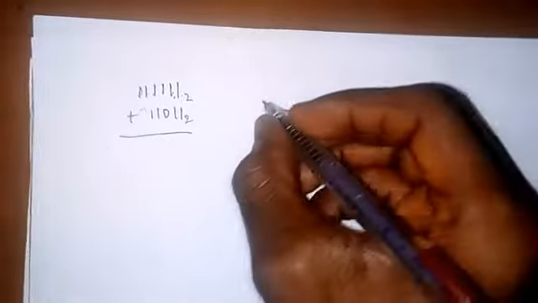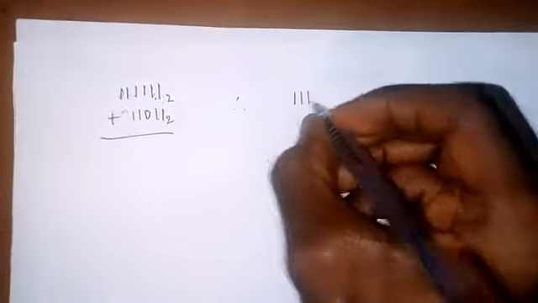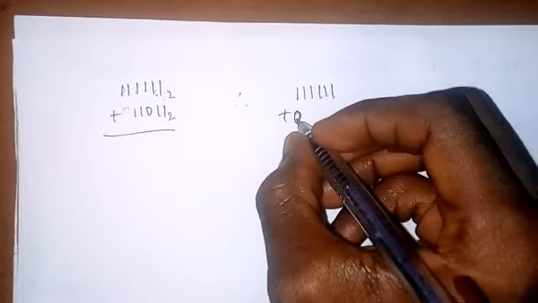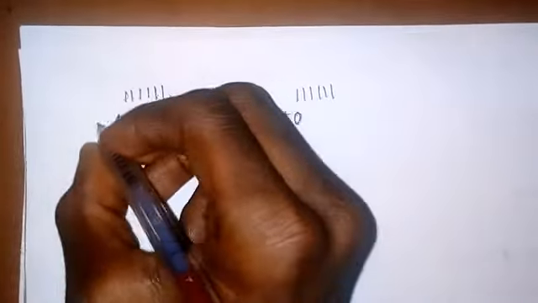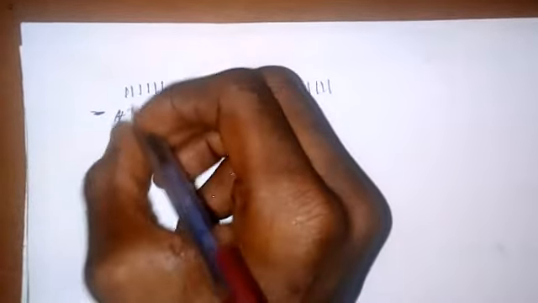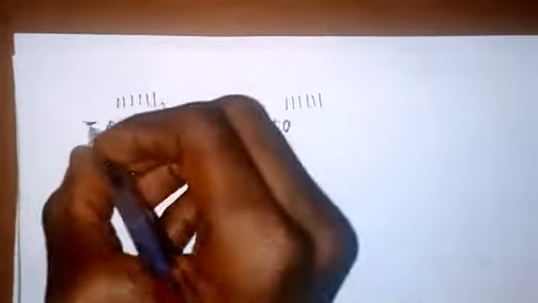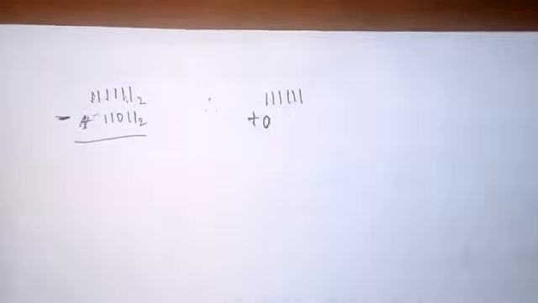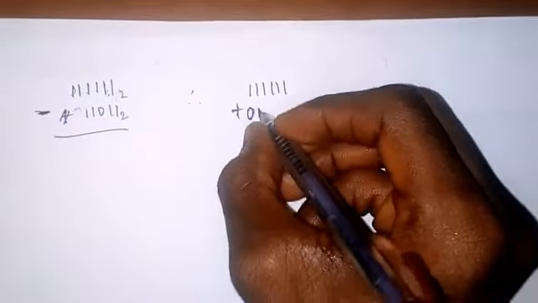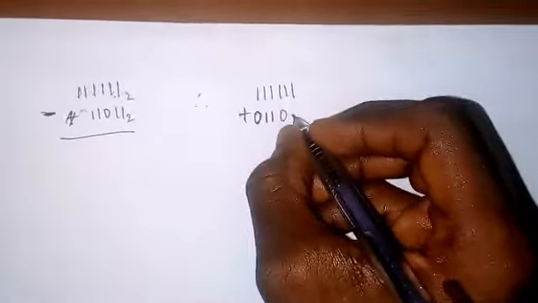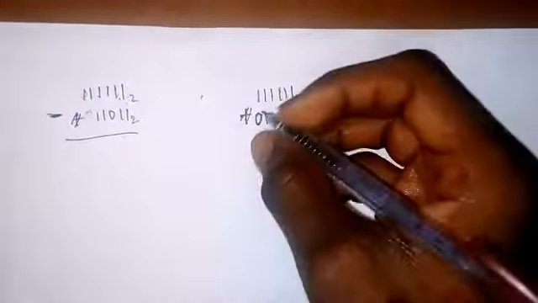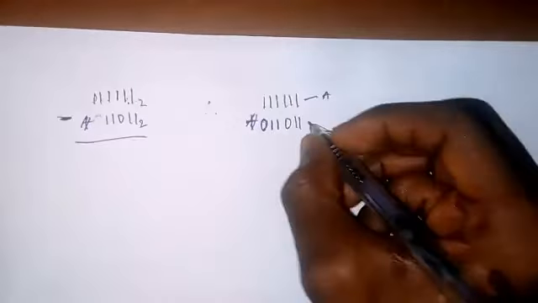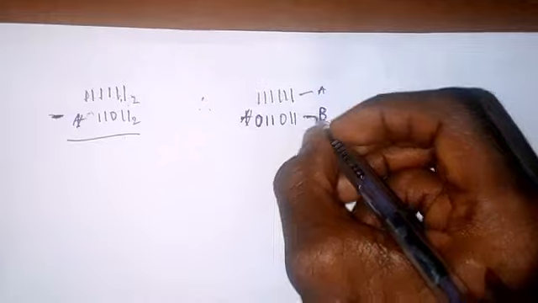Then it will now be 1 1 1 1 1 1, and I will append 0 to the B. This is minus, sorry, we are subtracting, but we are using binary. We are using binary subtraction using second complement. I'm going to append 1 here, and you know that this is your A and this is your B.